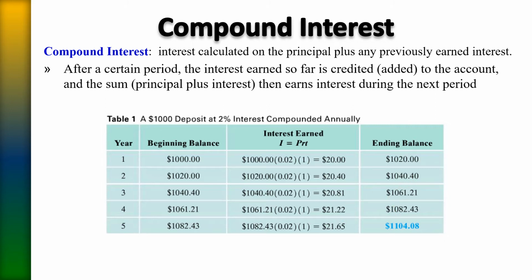So let's say after 5 years, we see here that the account, after 5 years of compounding at a 2% interest, that amount of 1,000 grew to $1,104.08, and that is compound interest.